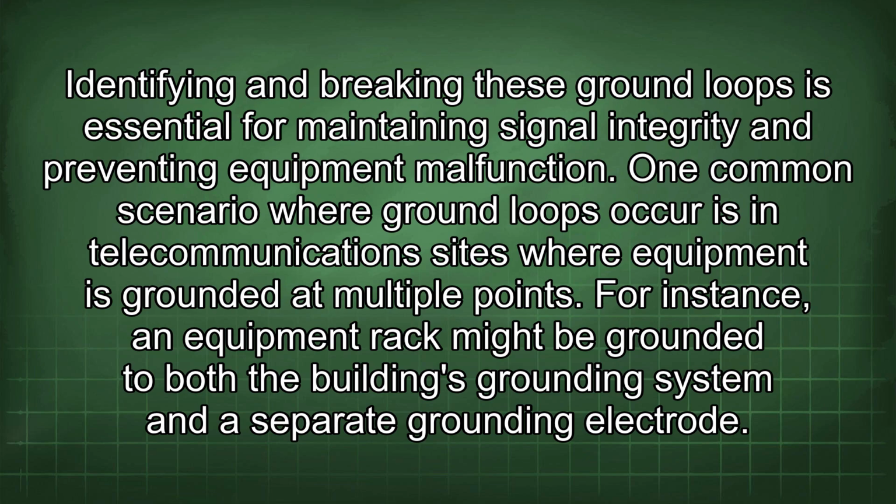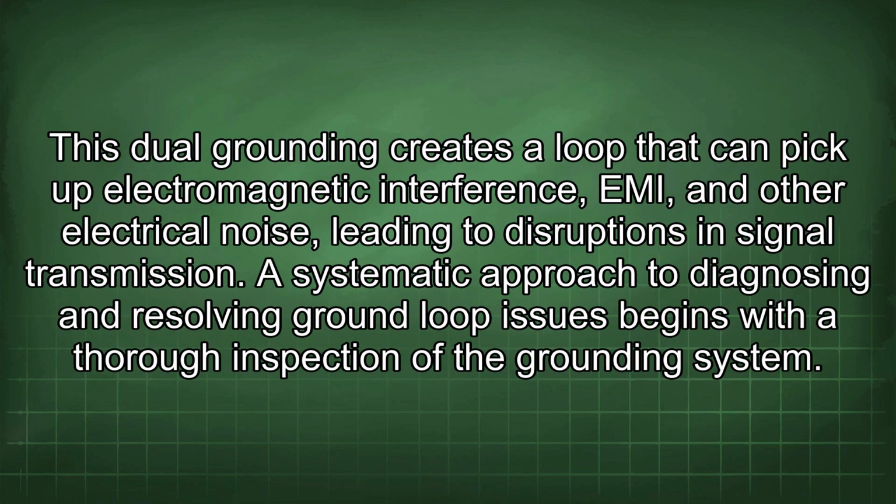One common scenario where ground loops occur is in telecommunications sites where equipment is grounded at multiple points. For instance, an equipment rack might be grounded to both the building's grounding system and a separate grounding electrode. This dual grounding creates a loop that can pick up electromagnetic interference, EMI, and other electrical noise, leading to disruptions in signal transmission.